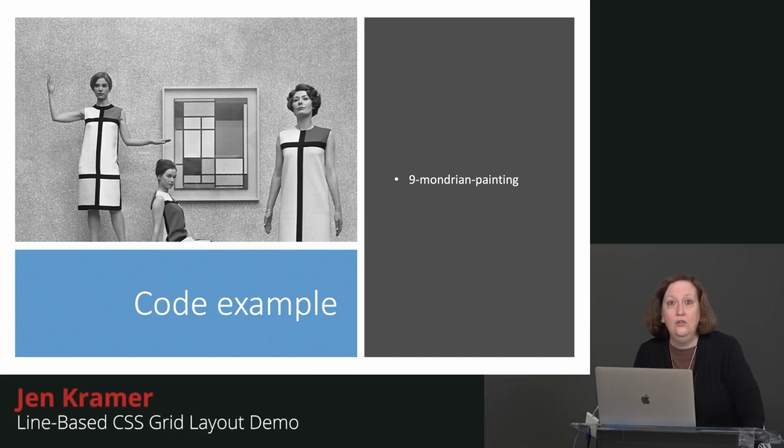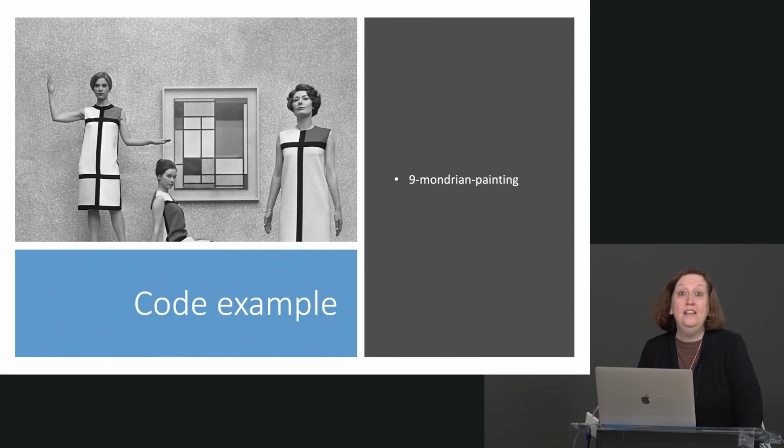So let's take a look at our first example. We're going to look at a painting by Piet Mondrian, and we are going to code it with CSS Grid. Piet Mondrian was a painter in the 1930s. You are probably familiar with his work. It's very popular. Here's Yves Saint Laurent, who turned it into dresses in the 1960s, but it was originally a painting. So let's take a look at that now.